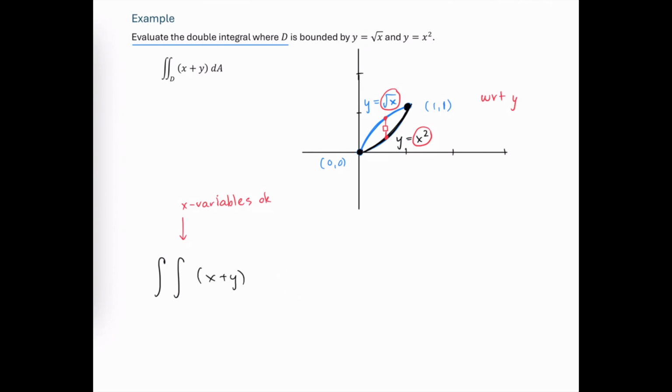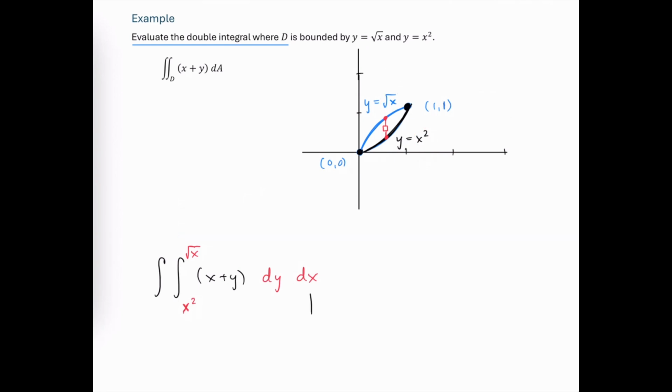And so the integrand is x plus y. We're integrating with respect to y first and with respect to x second. With respect to y, the lower limit is going to be x squared, which is the bottom function of that domain region. The upper limit is going to be square root of x. And again, x variables are okay here because when we integrate with respect to y first, the x values are going to be held constant.